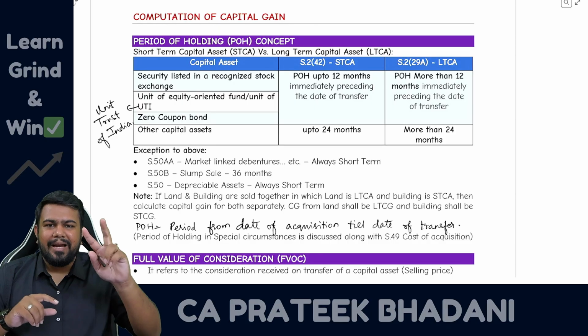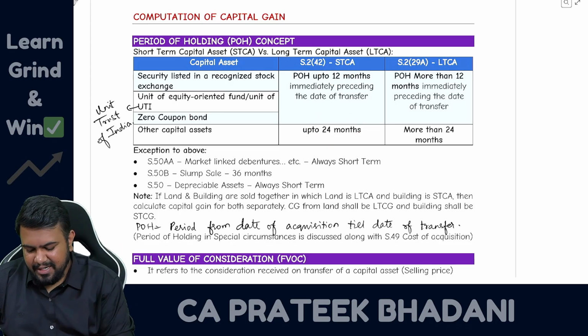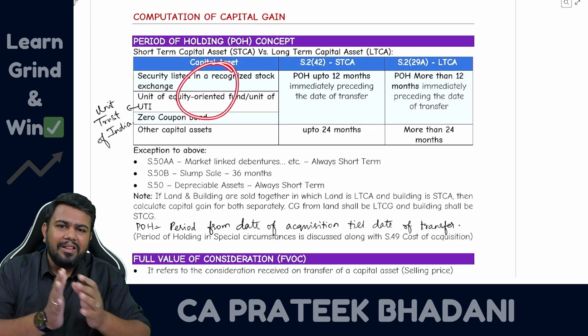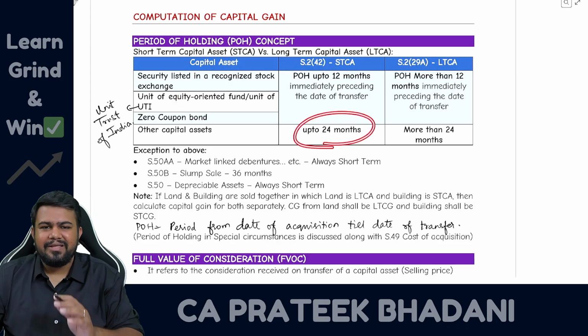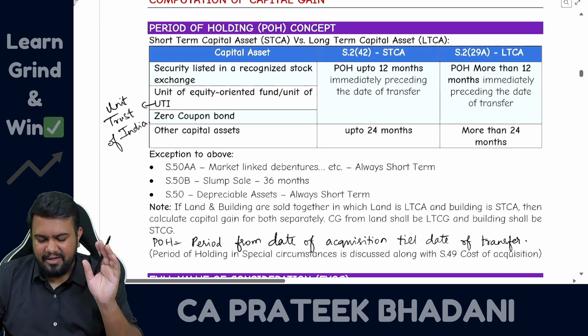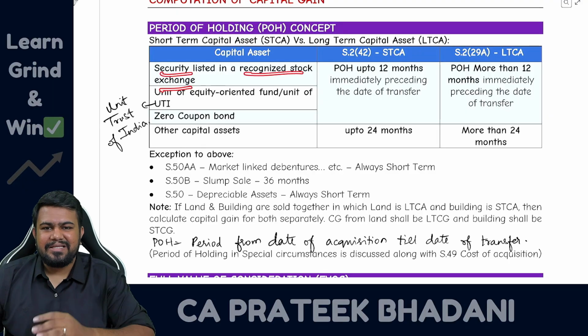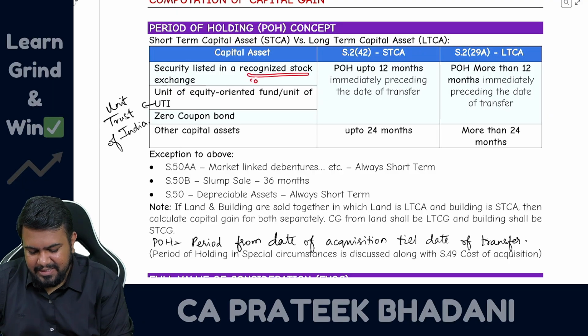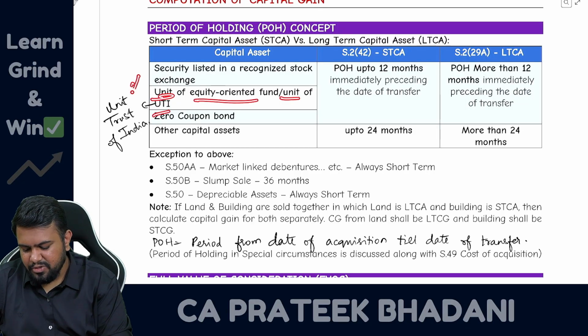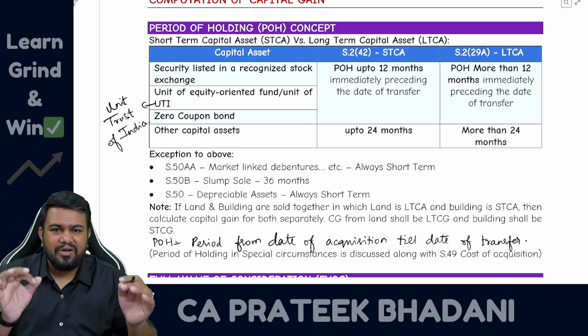So there are two categories, 12-month category and 24-month category. Some assets are covered in 12-month category, all the remaining assets are covered in 24-month category. So what are the assets? Let us see. So number 1, in 12-month category we are seeing securities listed in a stock exchange. So all securities, shares, debenture or any security that is listed in a recognized stock exchange. Then unit of an equity oriented fund or UTI. UTI means Unit Trust of India. Okay, so unit of equity oriented fund or UTI.